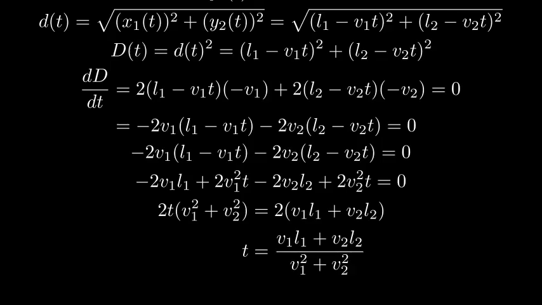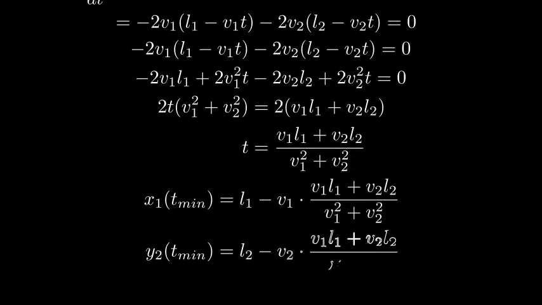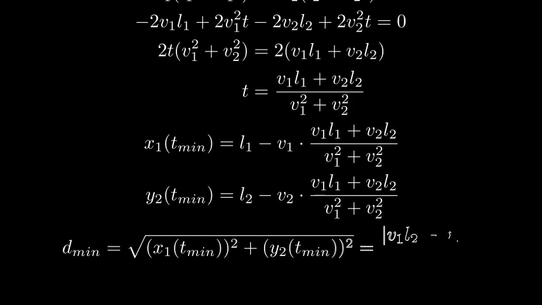Now that we have found the time when the minimum distance occurs, let's calculate what that minimum distance is. At this optimal time, the x-coordinate of particle 1 is L1 minus v1 times t, and the y-coordinate of particle 2 is L2 minus v2 times t. Substituting these into our distance formula, we get the minimum distance between the particles. Let's visualize this solution with our diagram.